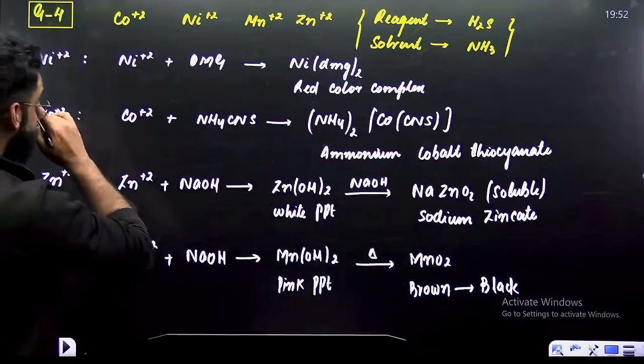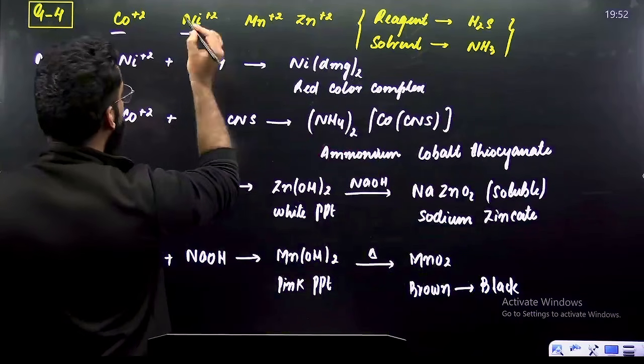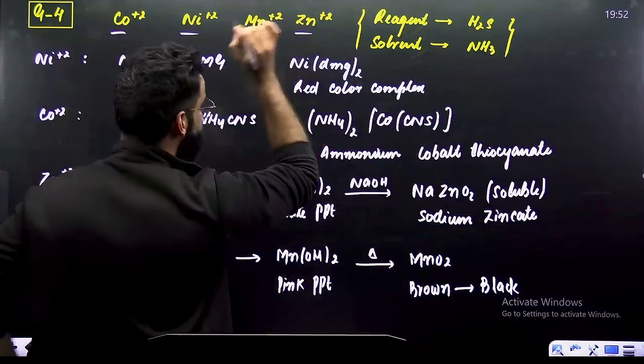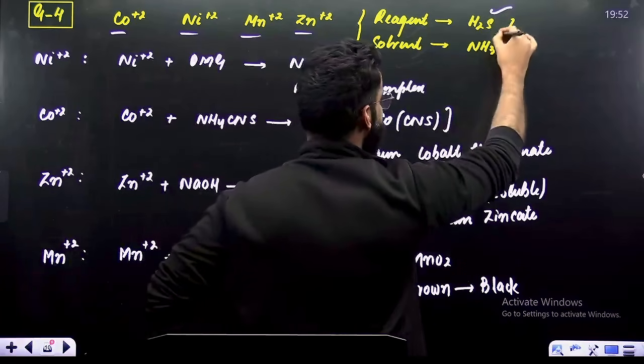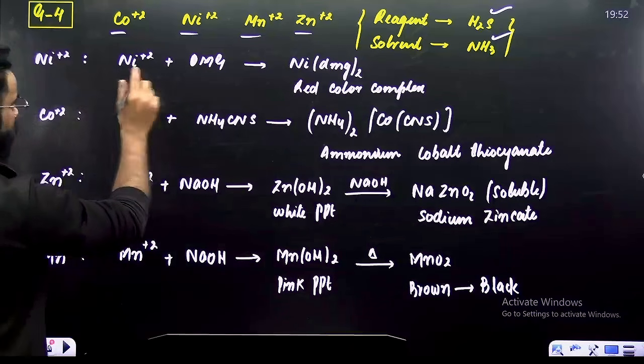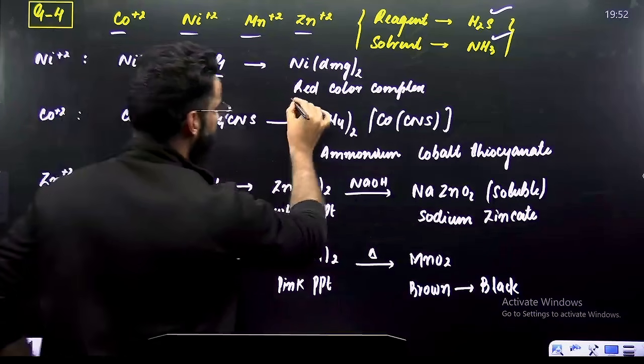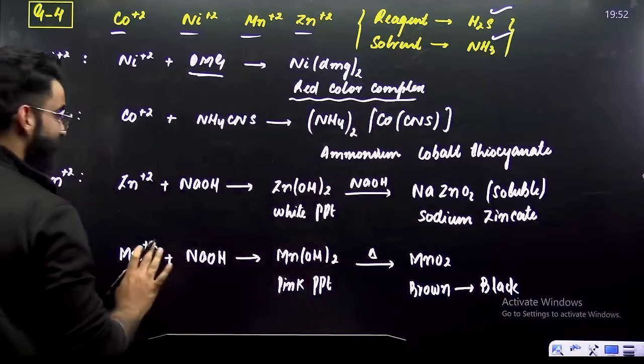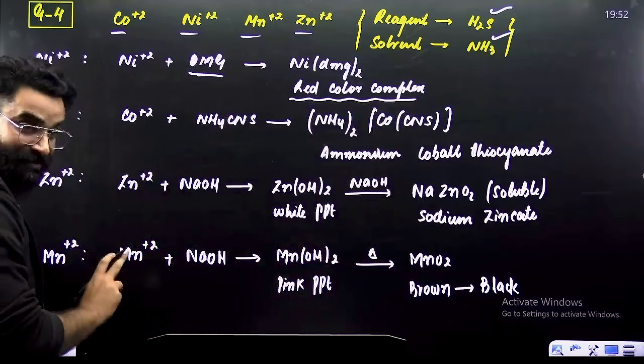Now, similarly, my dear students, your group 4 contains these ions: cobalt 2+, nickel 2+, manganese 2+, zinc 2+. The reagents used are H2S and solvent used is NH3. Now, my dear students, Ni2+ on treatment with DMG, what does it form? It forms a red colored complex. I know it's very hard to remember, but you have to remember this.